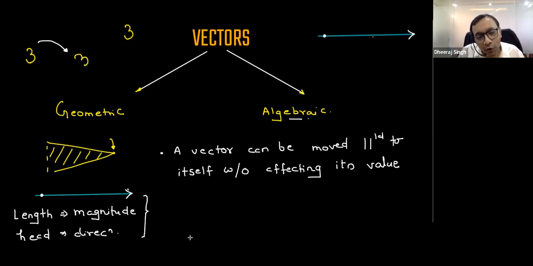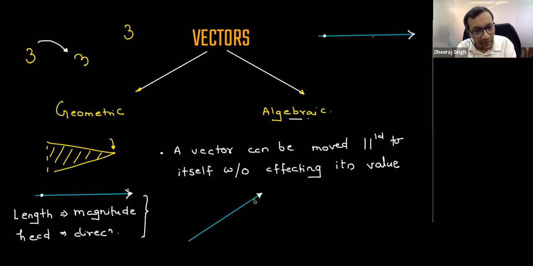But if you rotate this vector a bit like that, the length is the same. Has the vector changed? Right, the vector has changed because the direction is changed. Direction is an integral part of the vector. So direction is changed, vector is changed. So this is not something unique only to the vector. And in fact, you cannot rotate the vector, but you can move it parallel to itself. Clear? I hope these things are very, very clear.